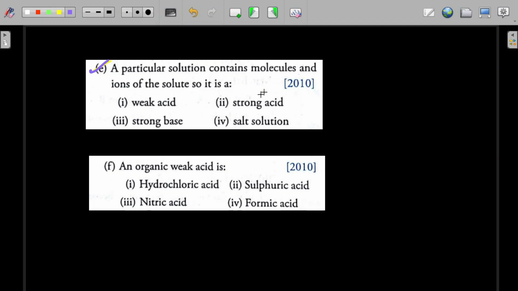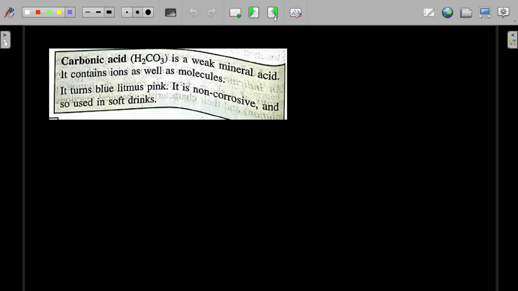A particular solution contains molecules and ions of the solute. So, yes, it is a weak acid. Very good. Aryan, what is a weak organic acid? Formic acid. Yes. The remaining three are mineral acids, which are strong acids, and they are not organic.